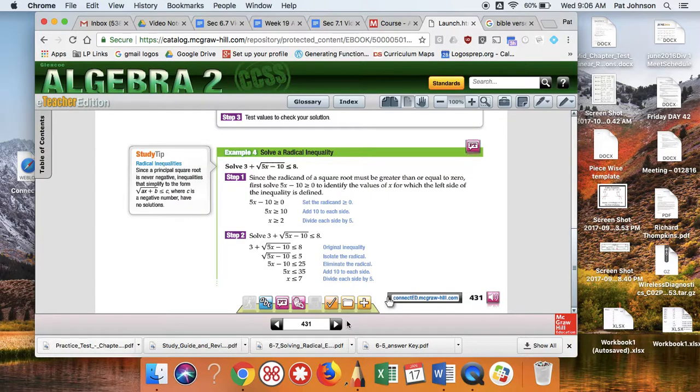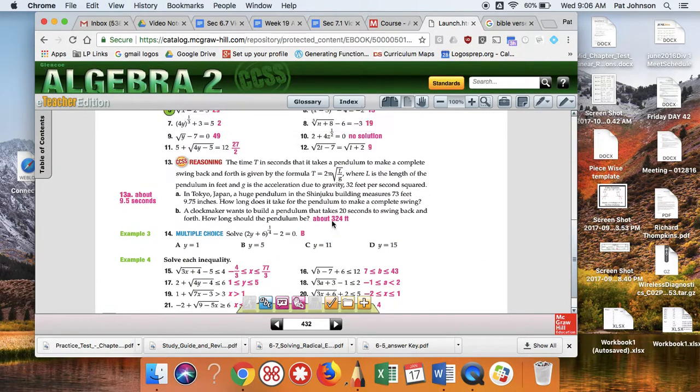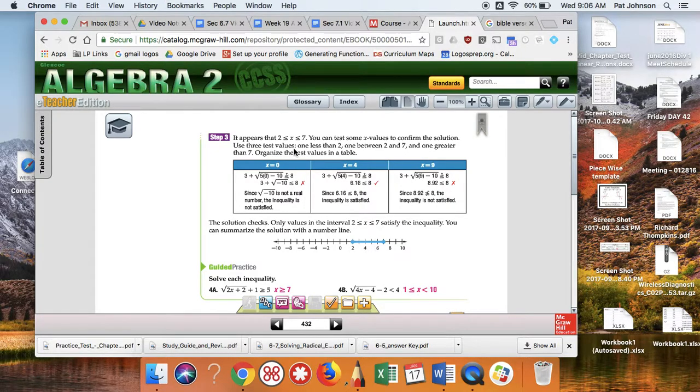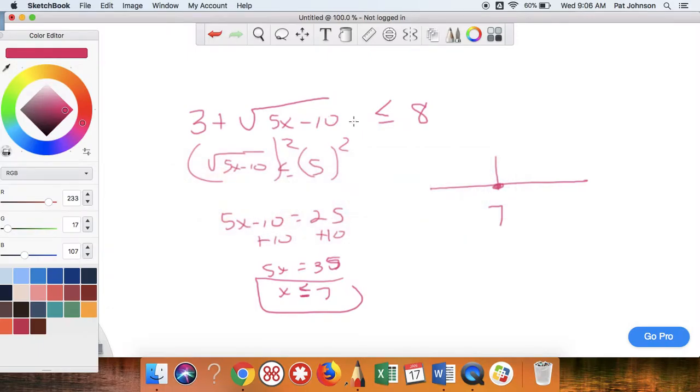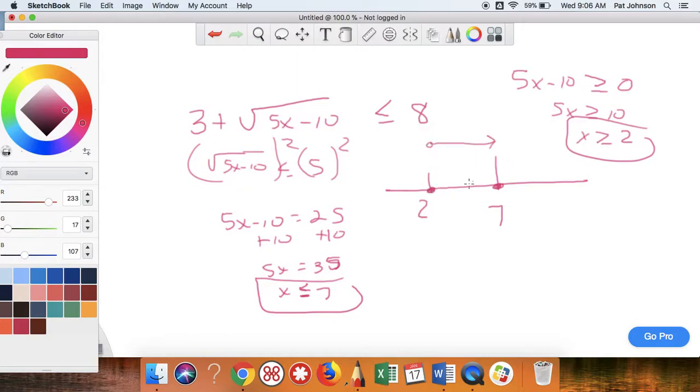So the next thing I have to do is check points to see if it's true. Because we have a radical, one thing we have to remember is we have restrictions on the domain, right? This can't be negative. So I need to find 5x minus 10 greater than or equal to 0, greater than or equal to 10, x is greater than or equal to 2. So I have this solution: greater than or equal to 2 and less than or equal to 7.